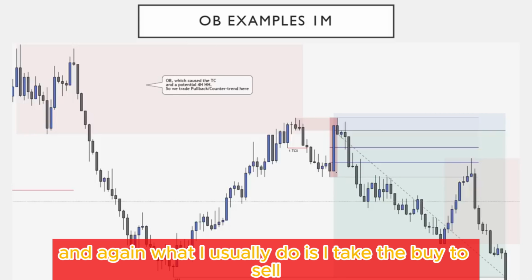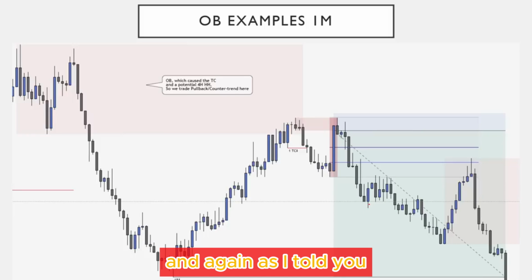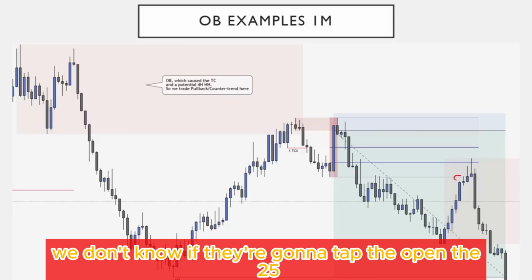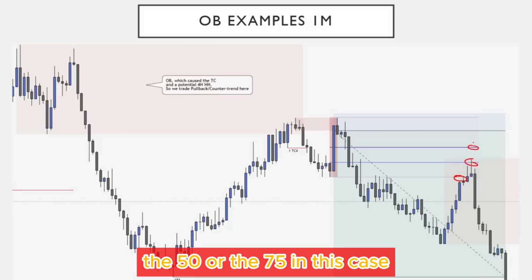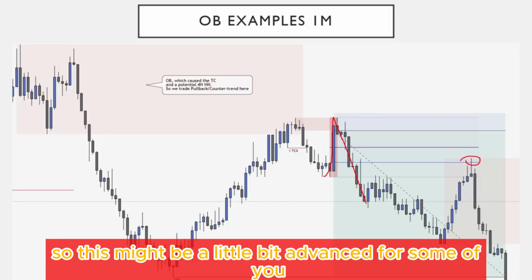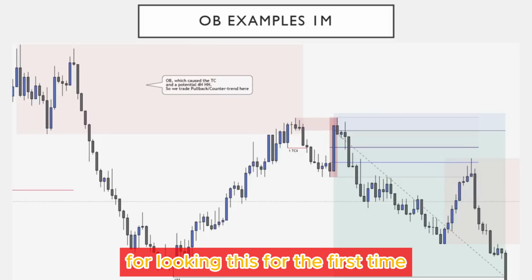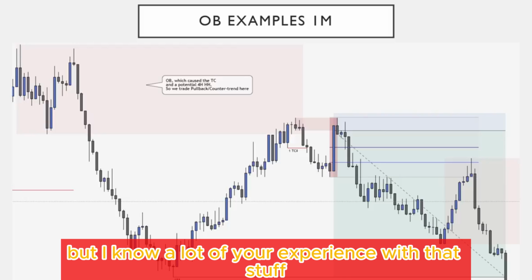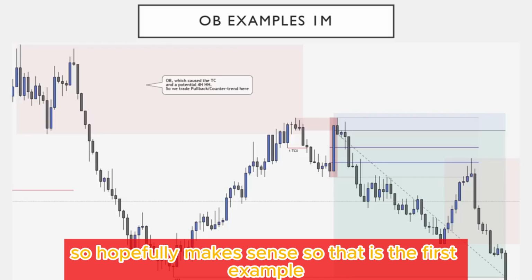And again, what I usually do is I take the buy to sell. And again, as I told you, we don't know if they're going to tap the open, the 25, the 50, or the 75. In this case, they perfectly reacted from the 25% of this buy to sell, right? So this might be a little bit advanced for some of you looking at this for the first time, but I know a lot of you have experience with that stuff, so hopefully it makes sense. So that is the first example.